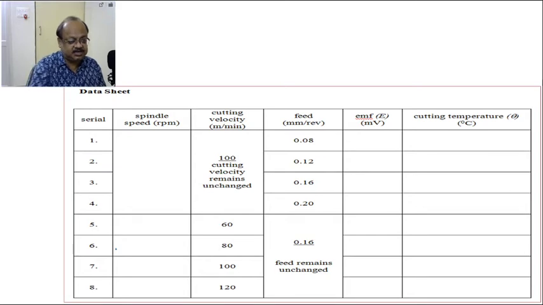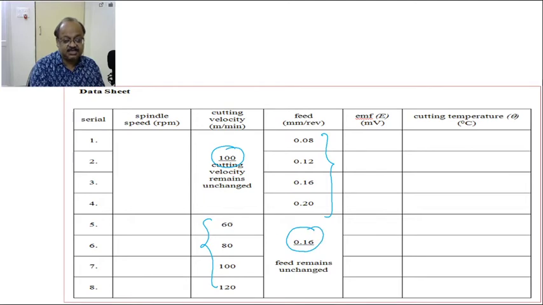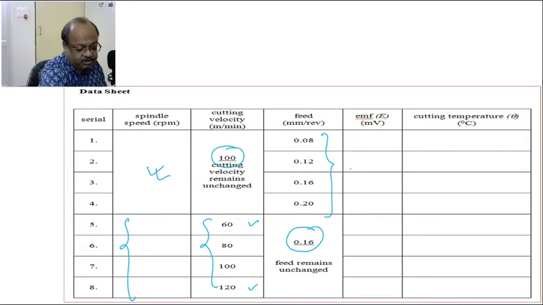So this is the data sheet. You have to carry out the experiment at 4 different feeds when your cutting speed 100 would remain constant, and you have to carry out when your feed is 0.16 and cutting velocity is varying from 60 to 120. So the data sheet remains the same. You have to fill in these RPMs after calculating using the equation that I have shown. During measurement, you have to find out these EMF. The long video that I am going to upload in the YouTube, there all the measurements are shown.